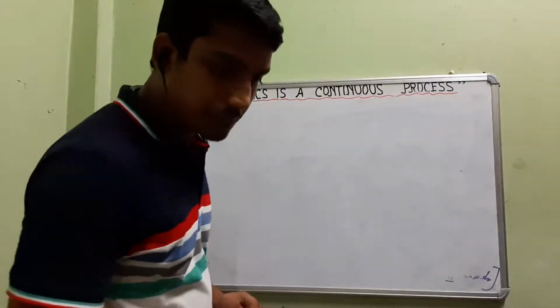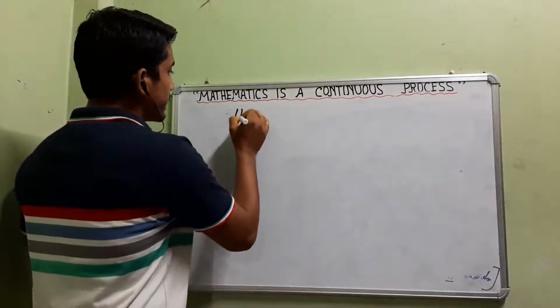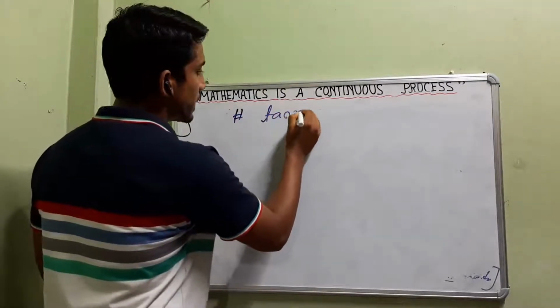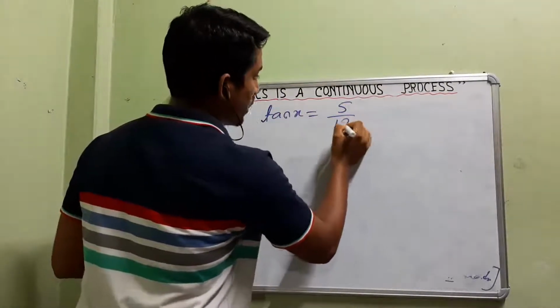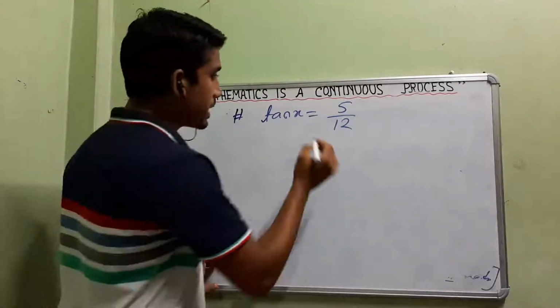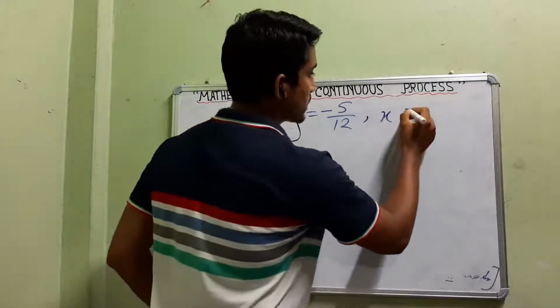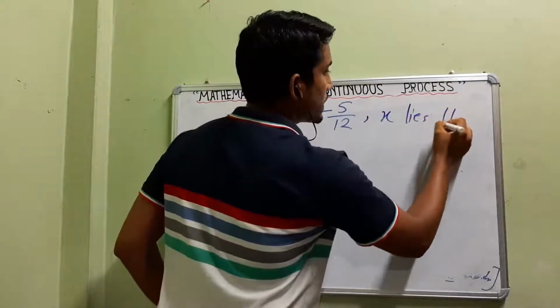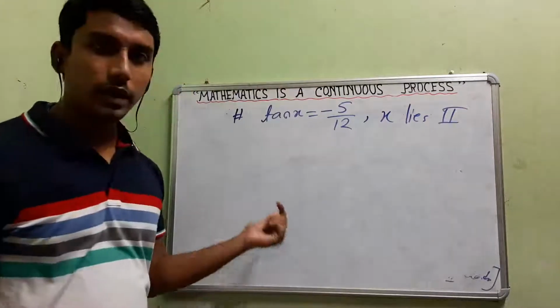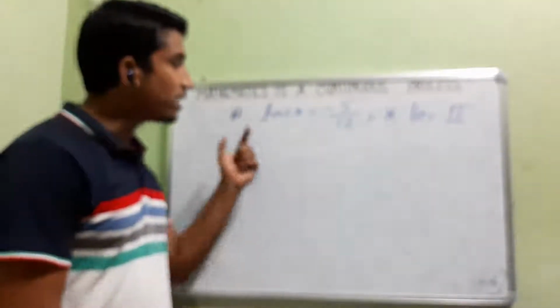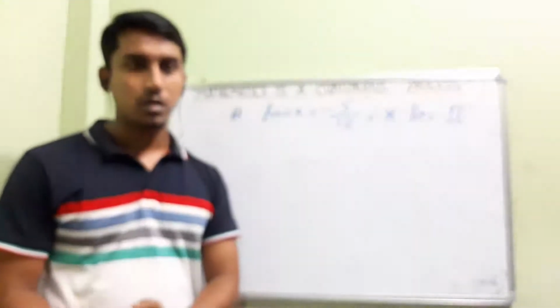The question is: given tan x is equal to minus 5 by 12, and x lies in the second quadrant. I think you will be able to figure out this one. So tan x equal to minus 5 by 12. Same as the earlier question, we are supposed to find the values of the other 5 trigonometric functions for the same angle x.